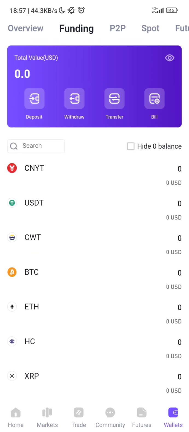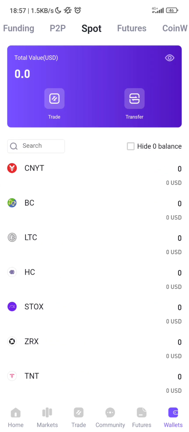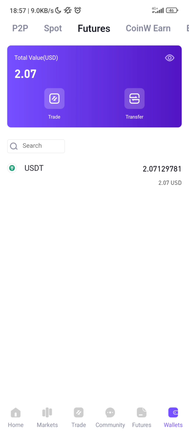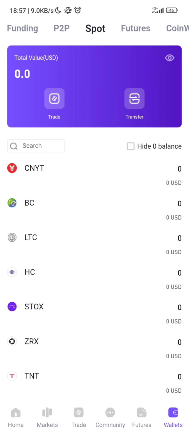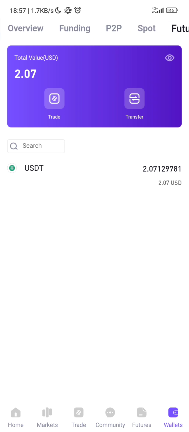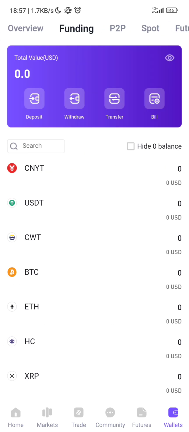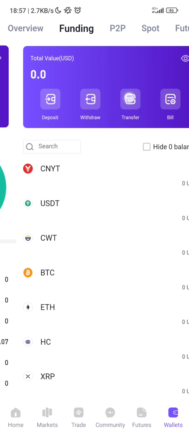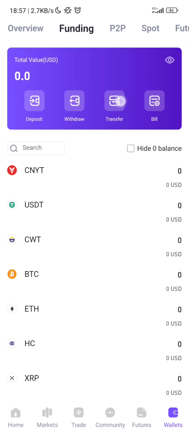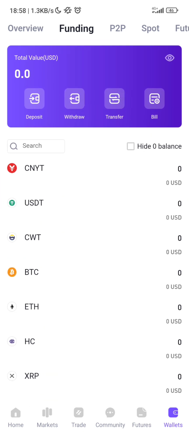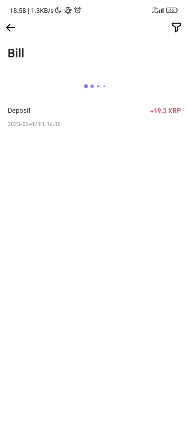Once your coin has arrived in this funding wallet, you can't trade with your funding wallet. You can only trade on spot and futures, but you're focusing more on futures, right? Funding is just for receiving the funds. So you want to click on this part, and you have transfer. Bill is like a history of your deposits. I deposited XRP some days ago.